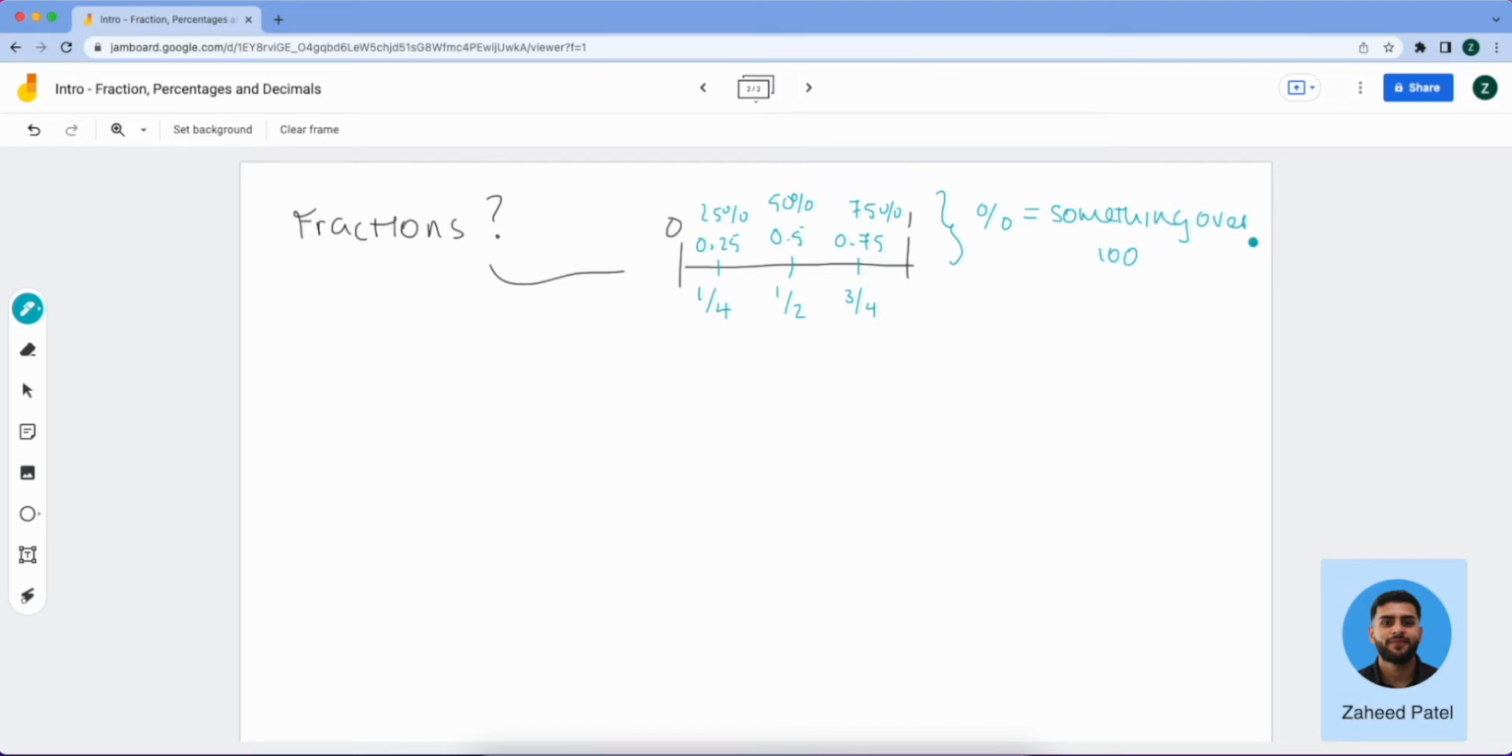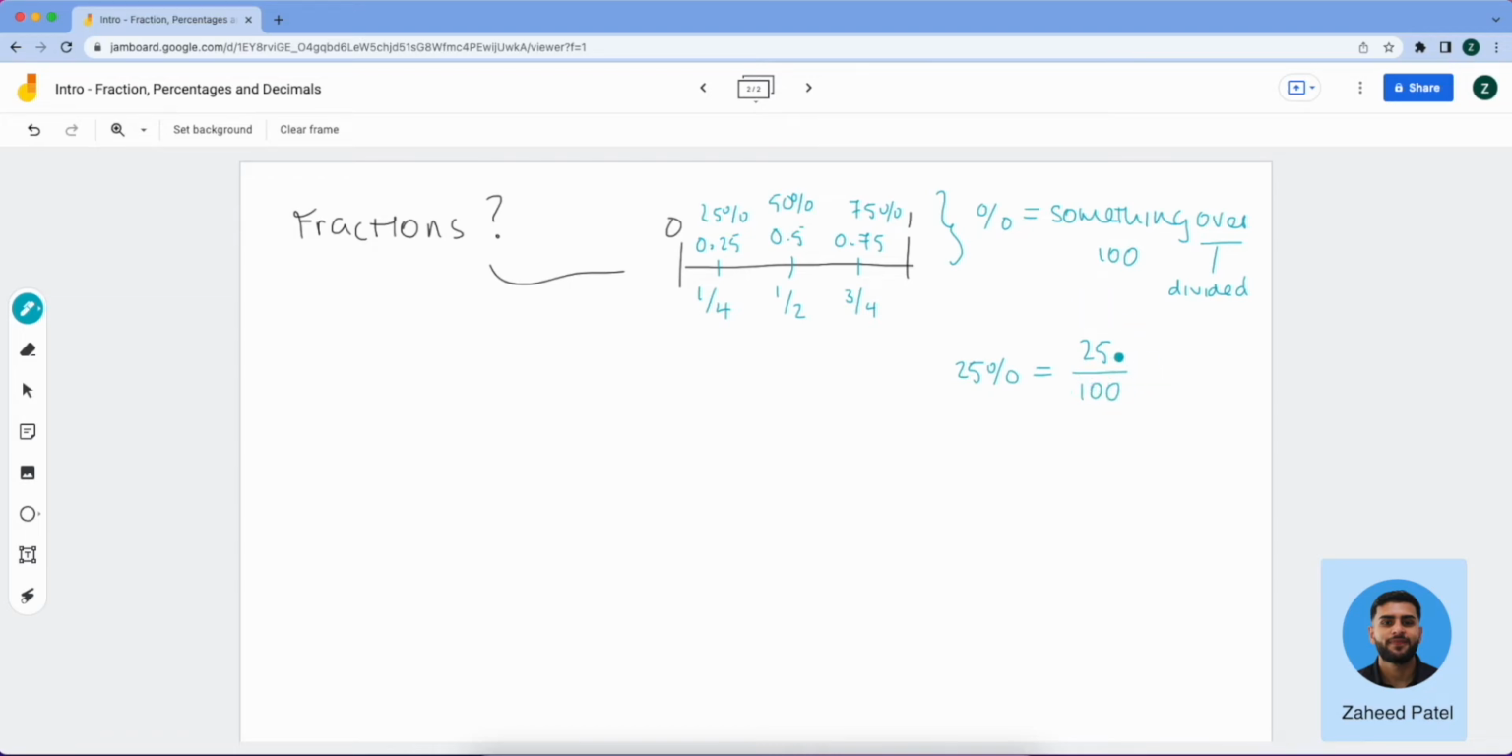And by over, I actually mean divided. But I like to think of over because I'm thinking in terms of fractions. So if I take that 25%, that is something over 100. The something actually is 25 here, and then I put that over 100.